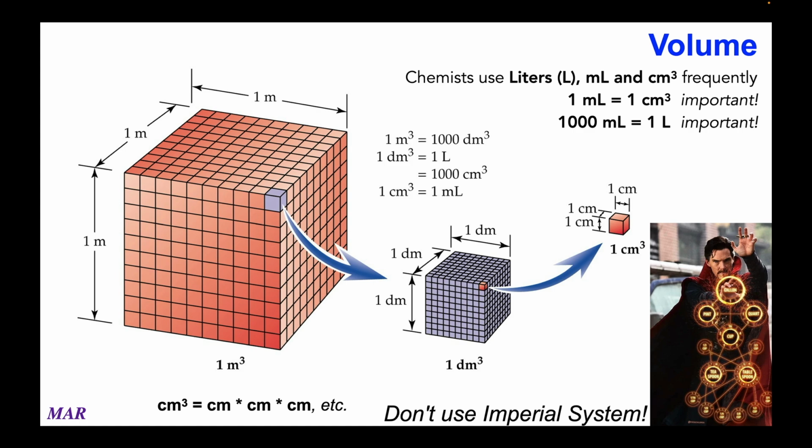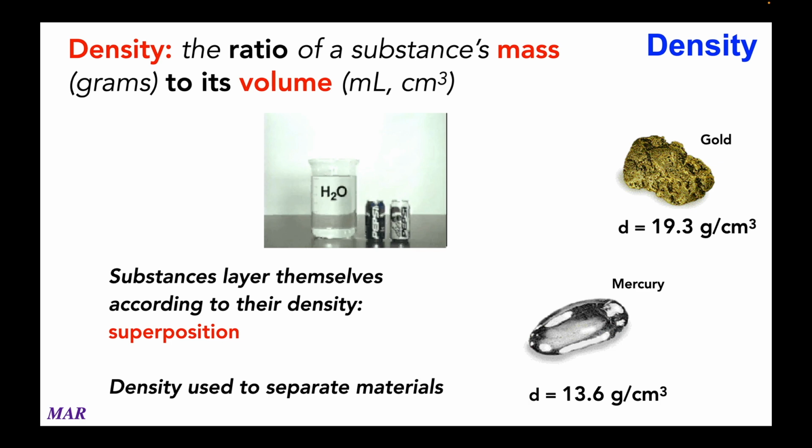No worries. The density of a substance is important. You can actually separate substances by their differences in density. So density is a relationship between the mass of an object and the volume it occupies. So the mass is usually in grams, and the volume will be milliliters or centimeters cubed.